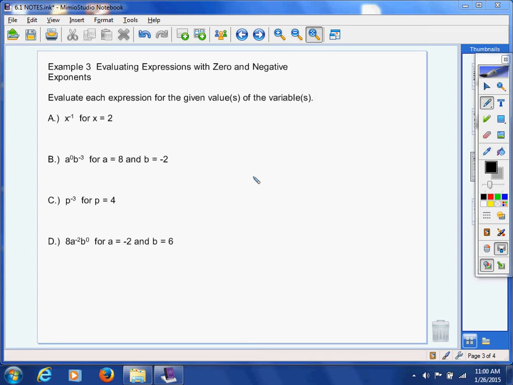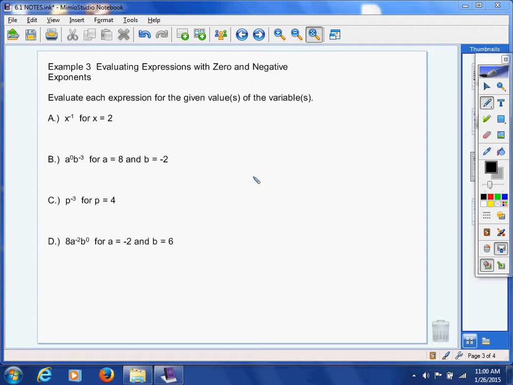We're still in section 6.1, but this time we're going to look at example 3, and we are going to evaluate expressions this time. Remember, evaluate is just a fancy way of saying plug in for the variable. Plug the number that's been given to you in for the variable that it stands for. And that's really all we're doing today, is evaluating each expression for the given value of the variable.